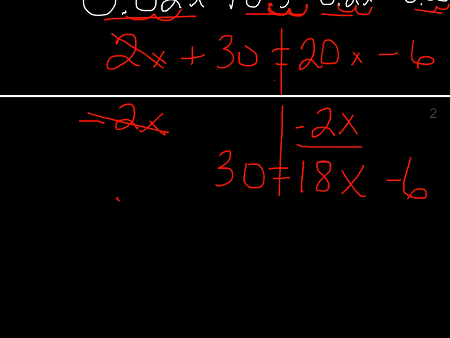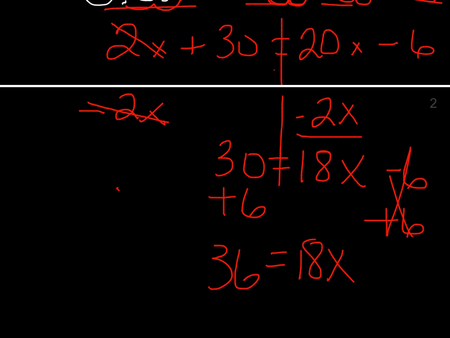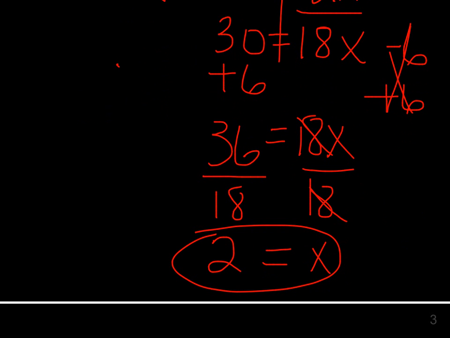And now I'm going to move the 6 over to the left side by saying plus 6. That cancels that out. Plus 6 gives me 36 equals 18x. Divide by 18, and we get x equals 2, and that is your answer.